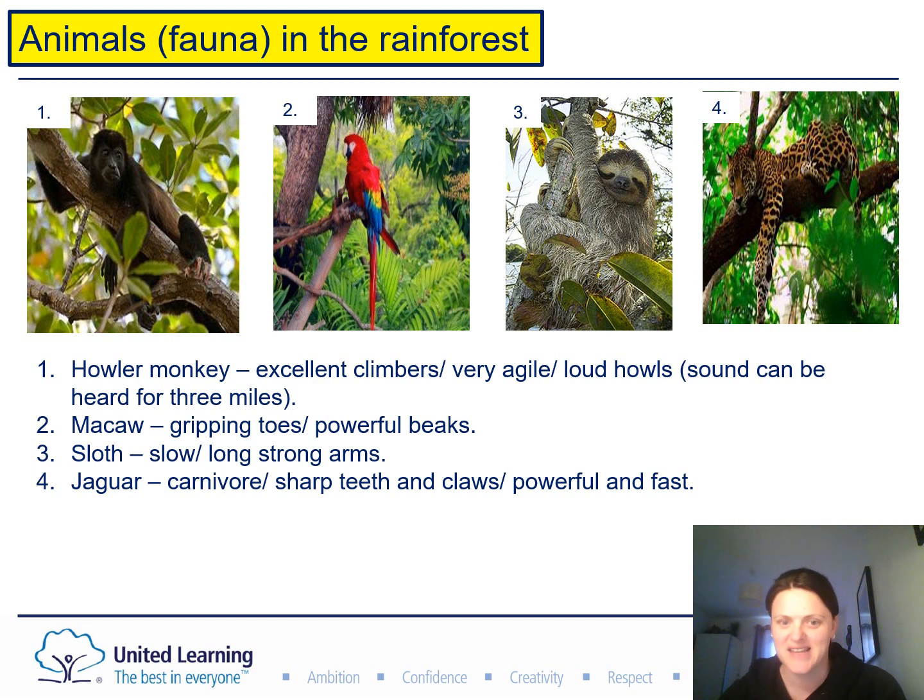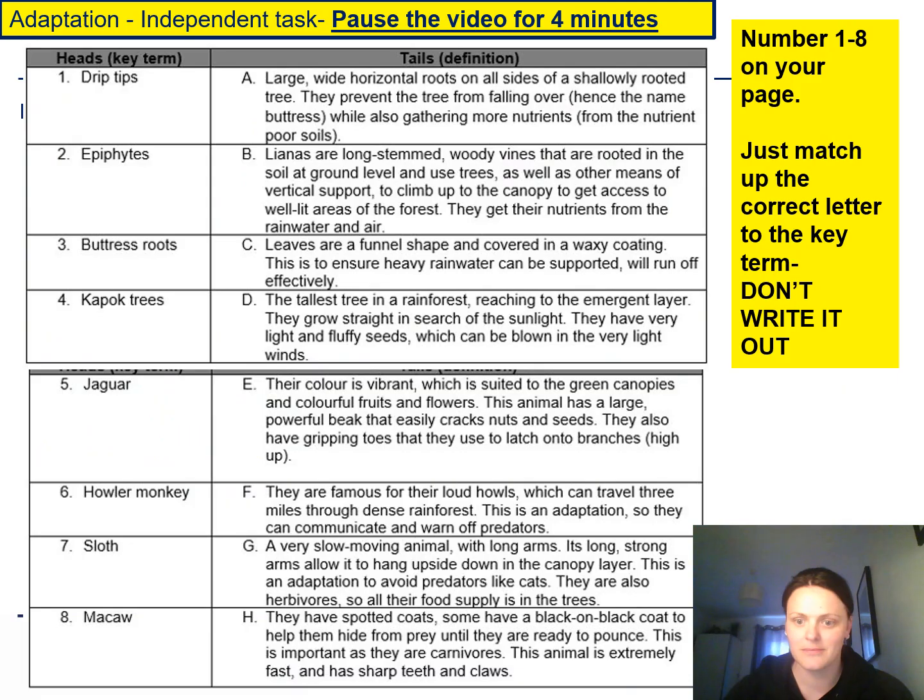And the last one there you can see is a jaguar. So they are a carnivore. That means they eat meat, they have sharp teeth and claws, and they are really, really fast to catch their prey. So there we go, we've got a range of fauna, flora that have adapted to live in this rainforest.